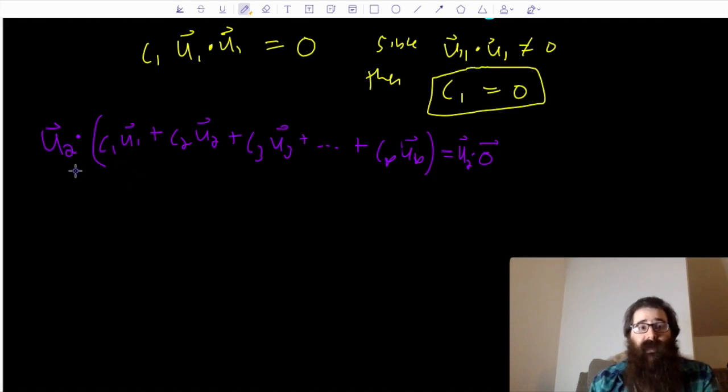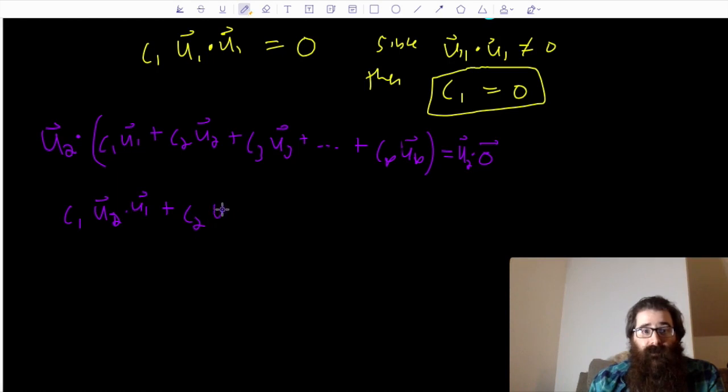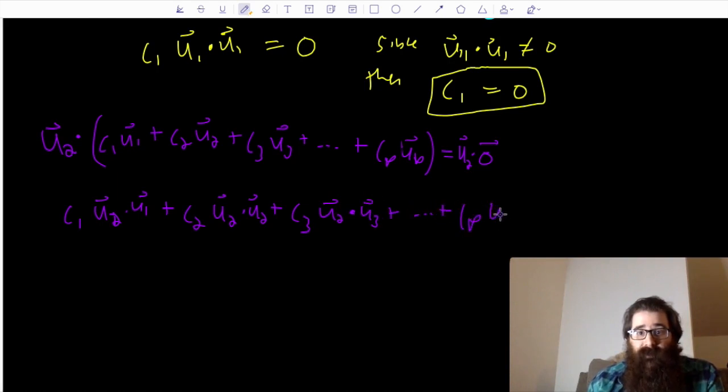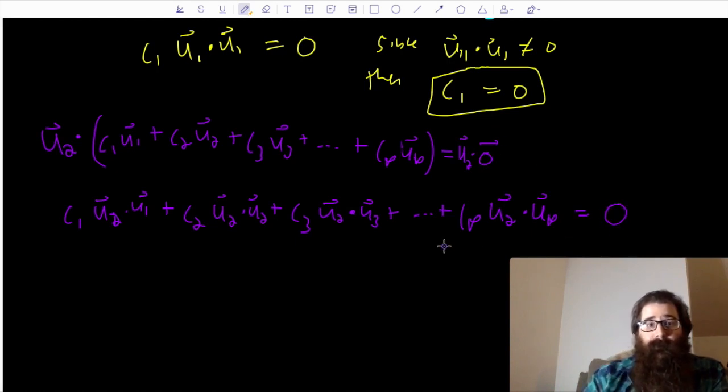And here on the left-hand side, I want to bring that dot product in. So c sub 1 times vector u sub 2 dotted with u sub 1, plus c sub 2 times u sub 2 dotted with u sub 2, plus c sub 3 times u sub 2 dotted with u sub 3, plus so on and so forth, plus c sub p times u sub 2 dotted with u sub p, and then equals, on the right-hand side, u sub 2 dotted with the 0 vector, which gives me the 0 scalar. And we can make some comments here.